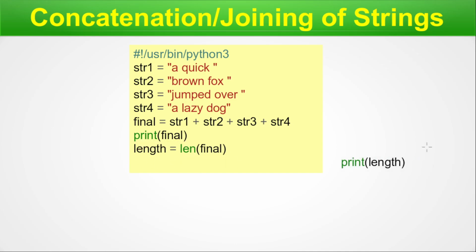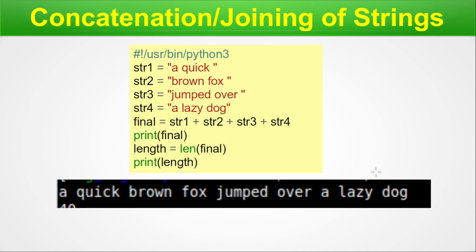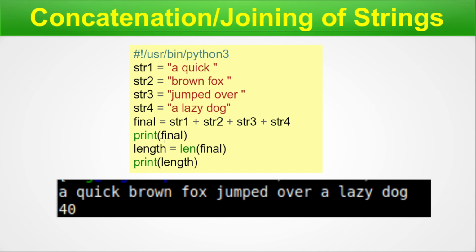Okay, so these two. Next, 1, 2 and 3. So first we will print the final one, then we will check the length here, and then again we will print the length. So as we run the code in our terminal, we get this output. So here you can see the final string is a quick brown fox jumped over a lazy dog, and we have the length that is 40. So the output string length is 40, and this is the output string. So this way you can simply join different particular strings into a larger string, and you can also check its length. So here we are done with this example.